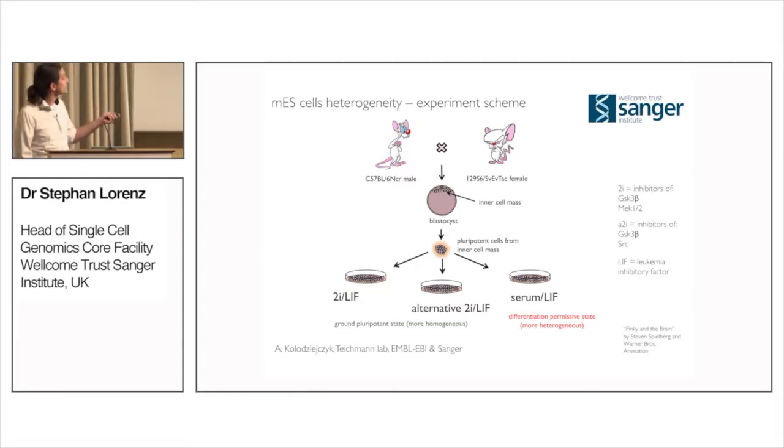Two media contain GSK3 and MEK1/2 inhibitors, which are deemed to keep the cells in a ground pluripotent state. And then there's a treatment with serum and an inhibitory factor, which is thought to transition the cells into a more differentiation permissive state. She then applied single-cell RNA sequencing on these cell populations, as well as on naturally developing blastocysts.